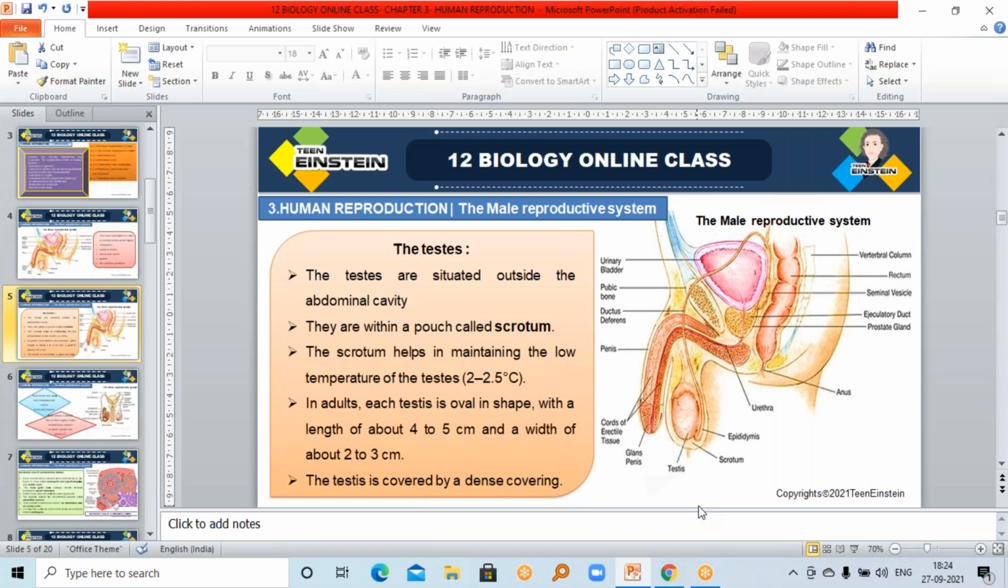In adults, the testis is oval in shape, and the length is around 4 to 5 centimeter, and the width of the testis is around 2 to 3 centimeter.